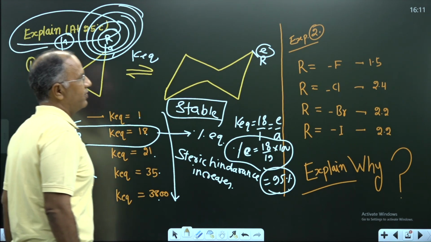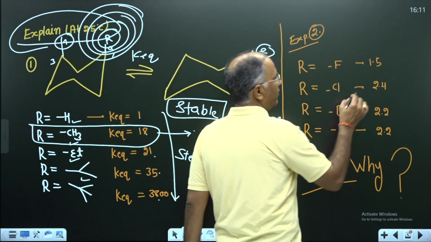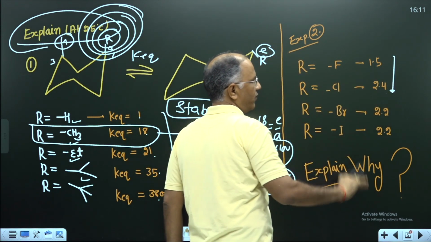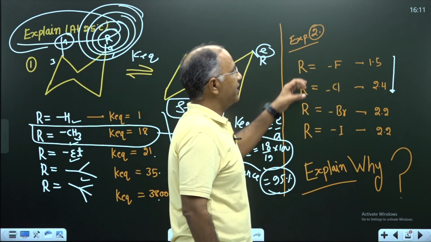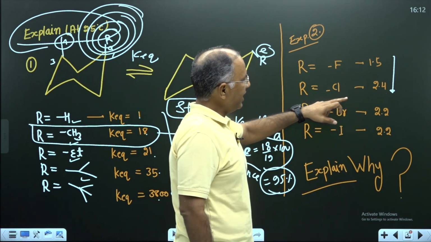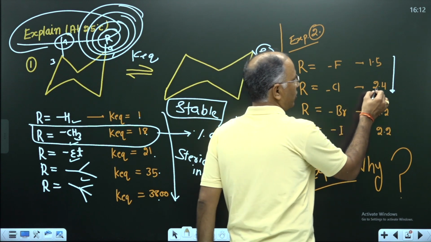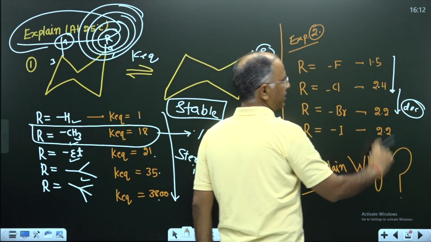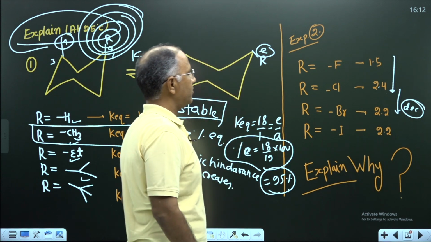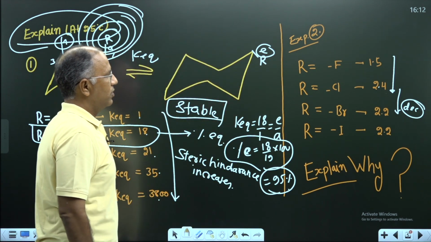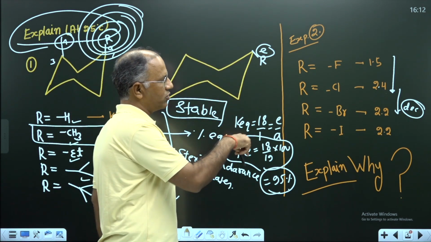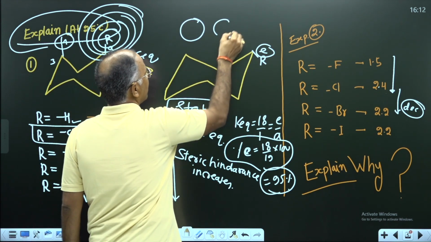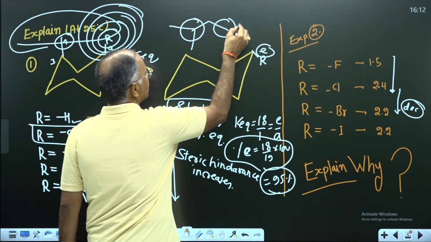Now, what is the reason in the second one? When we move from fluorine to chlorine, K equilibrium increases. We can easily understand this because of the increase in size. But why in the case of chlorine to bromine, 2.4 to 2.2, does it decrease? And in the case of bromine to iodine, it is constant. Now, this can be explained by Newman projection.